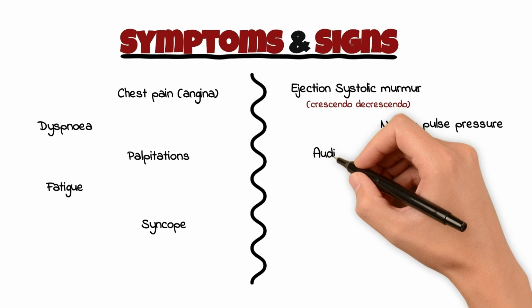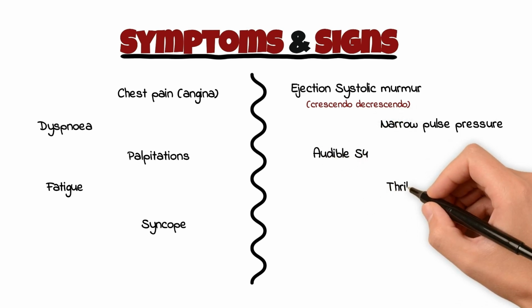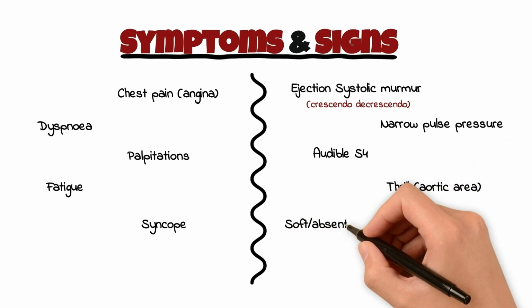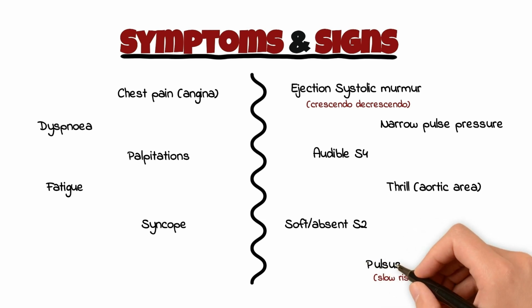Fourth heart sound, S4. This suggests left ventricular hypertrophy. A palpable thrill over the aortic area. A soft or absent second heart sound, S2. And a slow rising, low volume pulse, known as pulsus parvus et tardus.